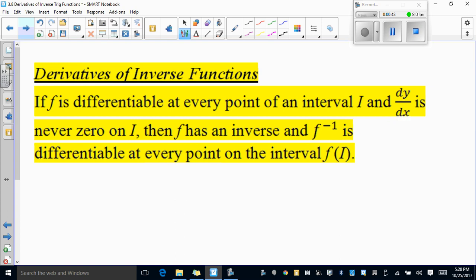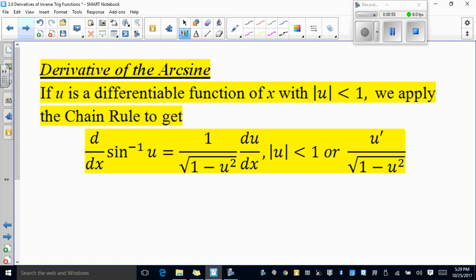So let's start with arc sine. If u is a differentiable function of x with absolute value of u being less than 1, we apply the chain rule to get derivative of arc sine equaling 1 over this radical 1 minus u squared du/dx, as long as the absolute value of u is less than 1, or simply u prime over square root of 1 minus u squared.